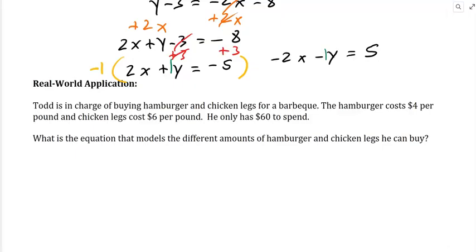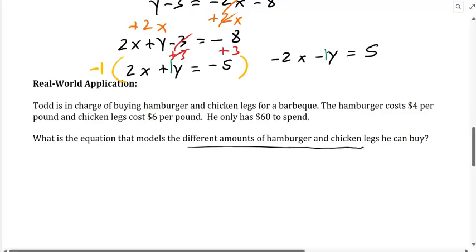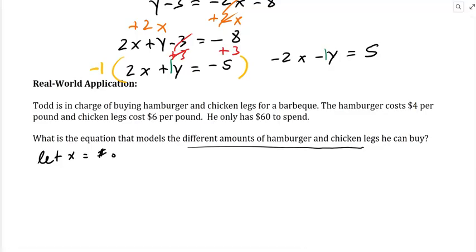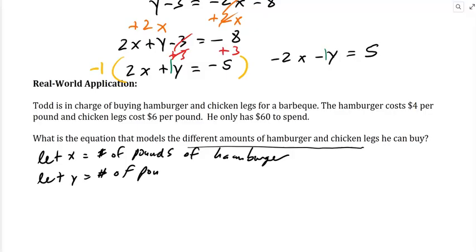Well, to answer this question, we have to come up with variables because we want to know the different amounts of hamburger and chicken legs. So I am going to let x equal the number of pounds of hamburger, and I'm going to let y equal the number of pounds of chicken legs.